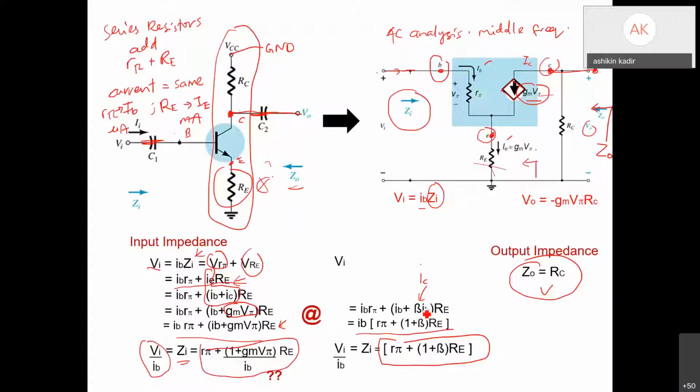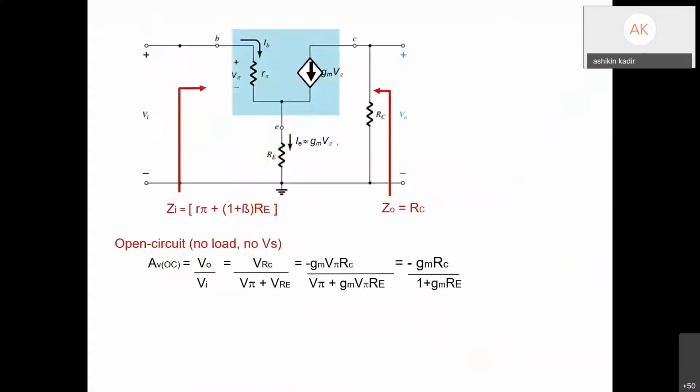Both are correct, but if you want to find Zi with the left equation, gm V pi, we don't know how much gm is yet, so we need to calculate gm first. If we use the right equation, we need to calculate the r pi value. So both are correct, but it depends on which one you want to use so that Zi equals the equation on the right or the equation on the left.